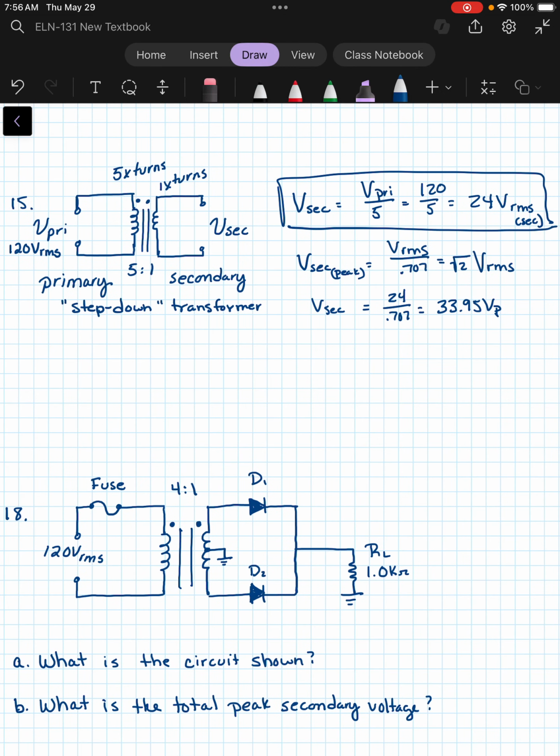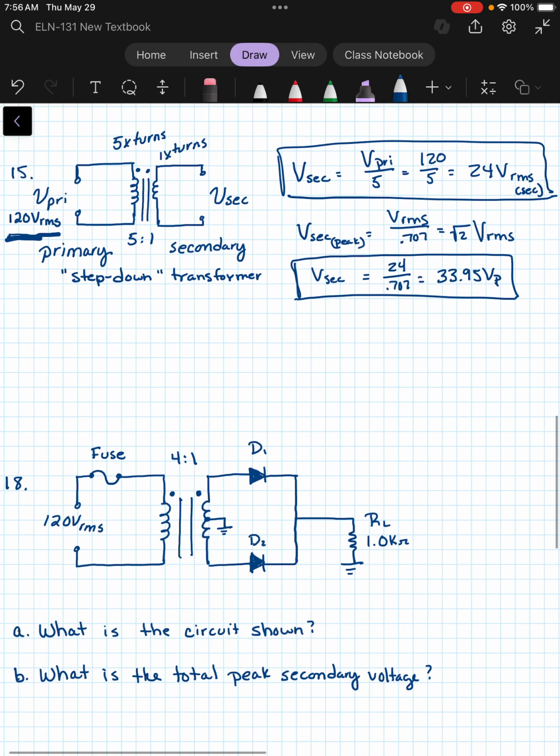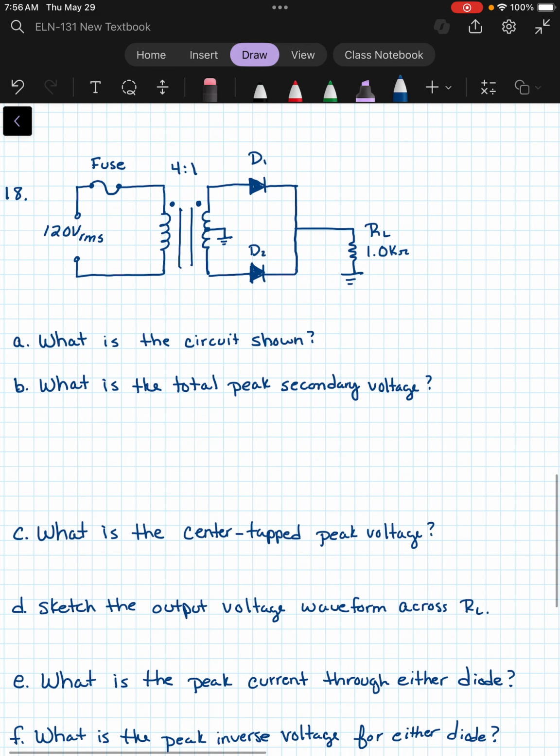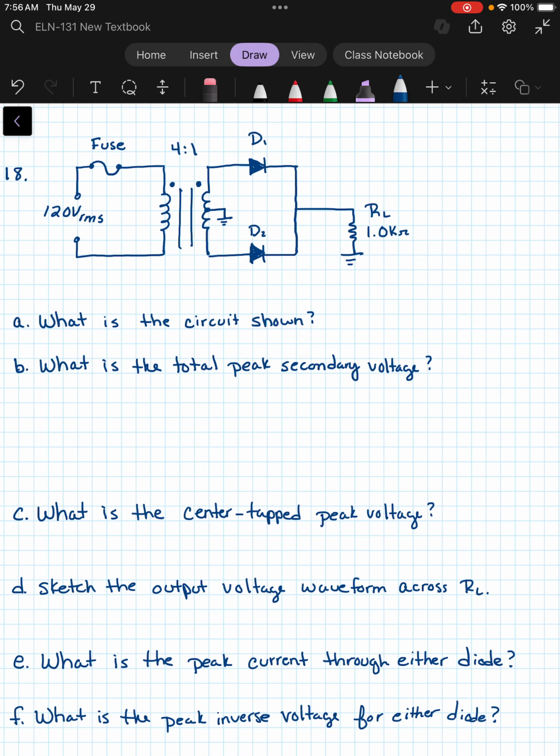Okay, so if you were looking for RMS, that would be 24. If you're looking for peak, that would be about 34. And remember that peak for 120 volts RMS is around 169.7, so a fifth of that should be around 34 as well. Okay, now let's look at the longer problem.